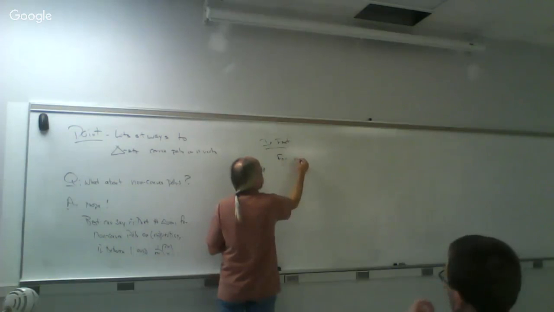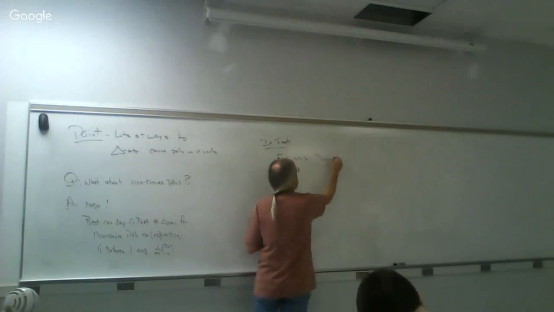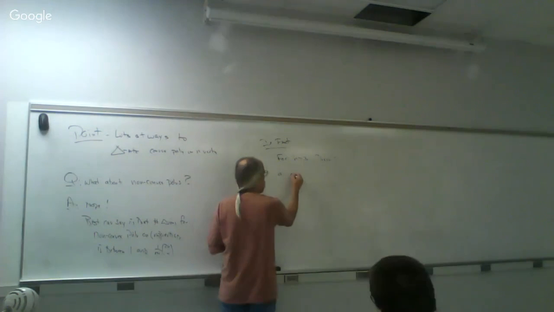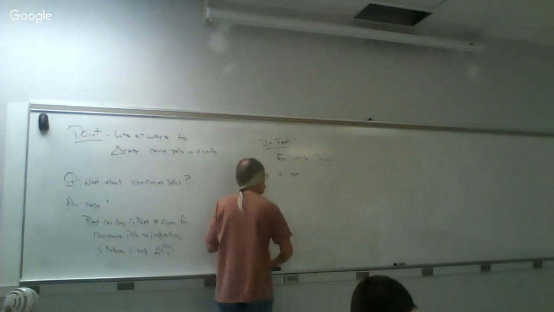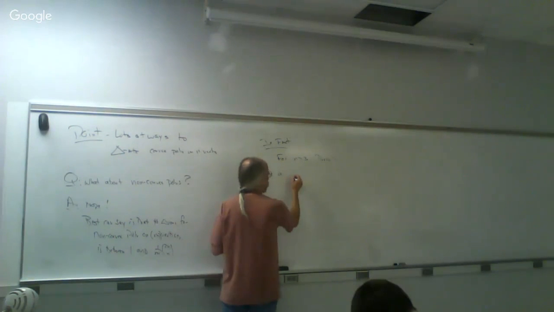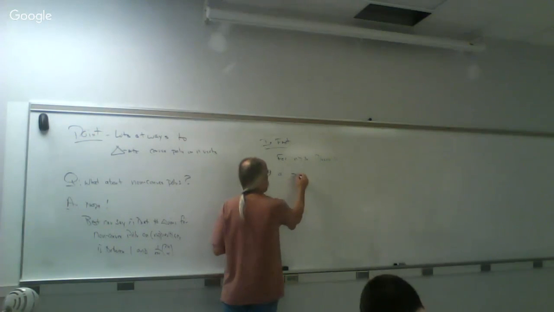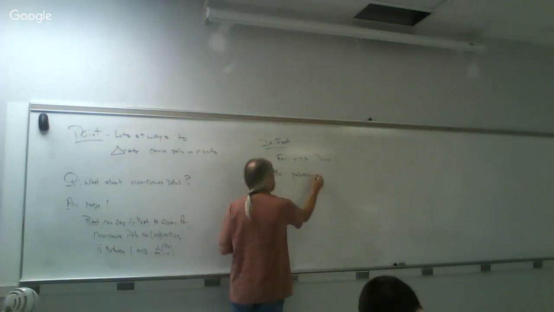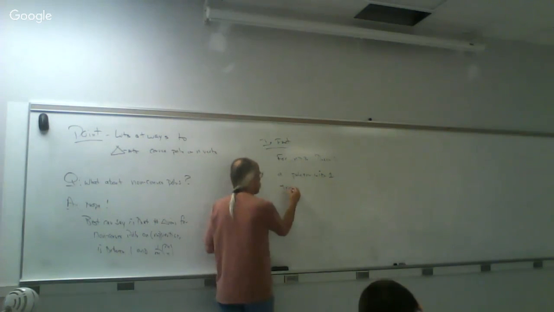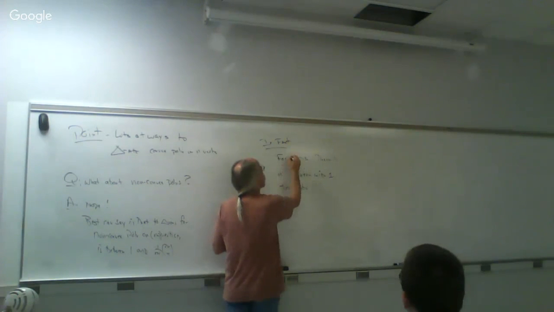For n greater than 3, it turns out it will have to be non-convex, but there's a simple polygon with one triangulation. And this is for any n.